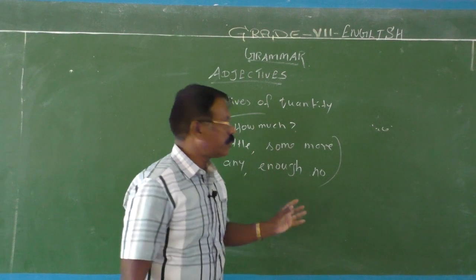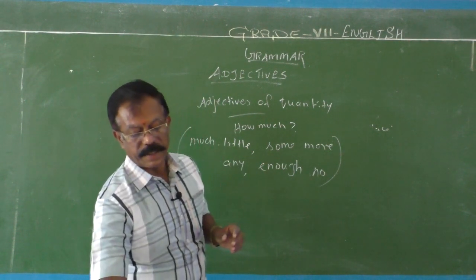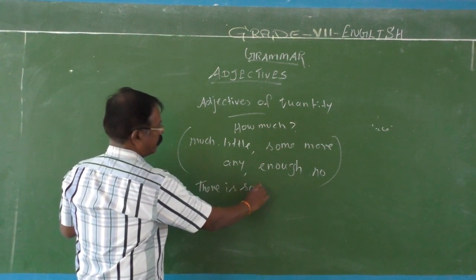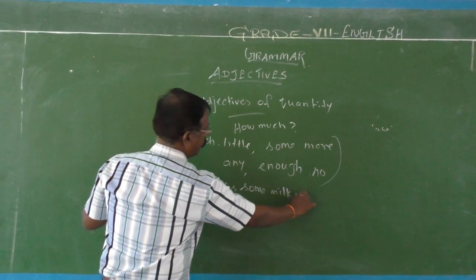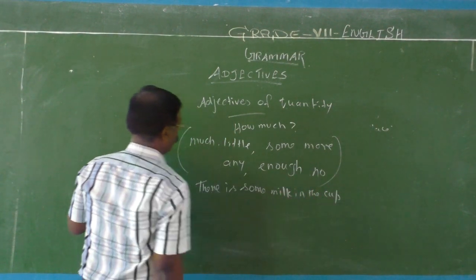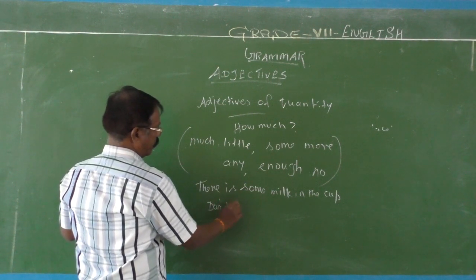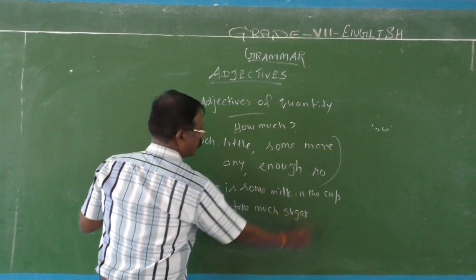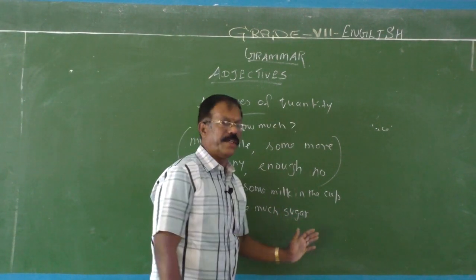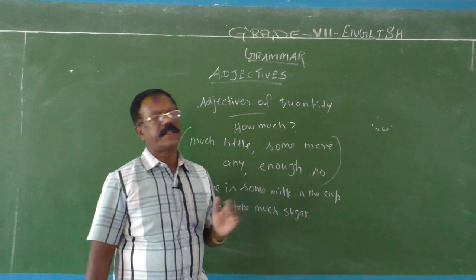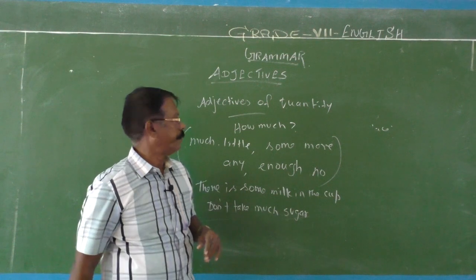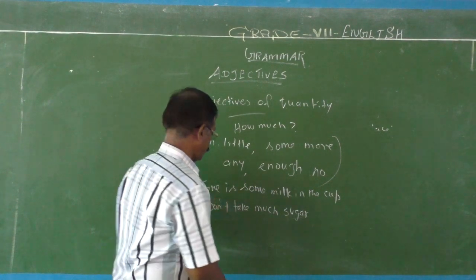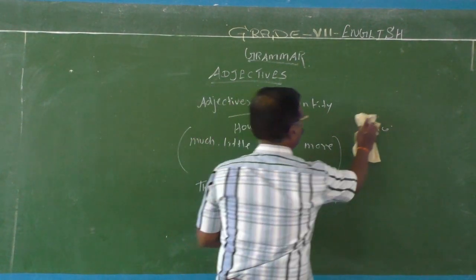So there is enough sugar in the tea. See, there is some milk in the cup. Don't take much sugar with tea. Okay, fine. There is much sugar in the tea. Okay. There is little water in the cup.